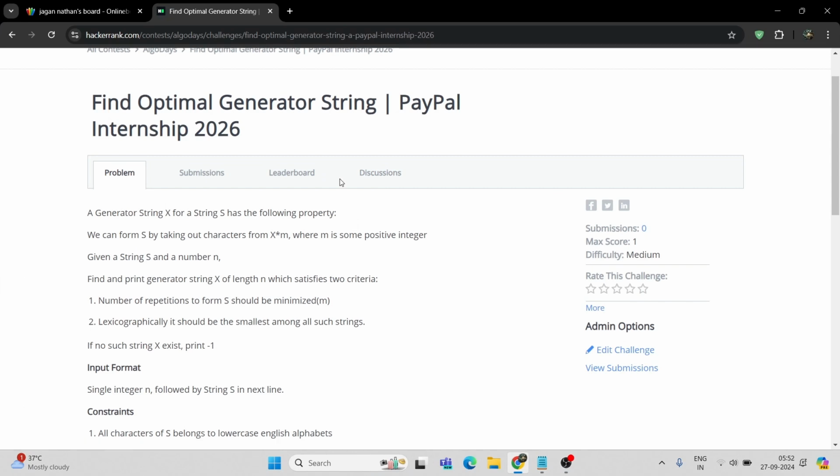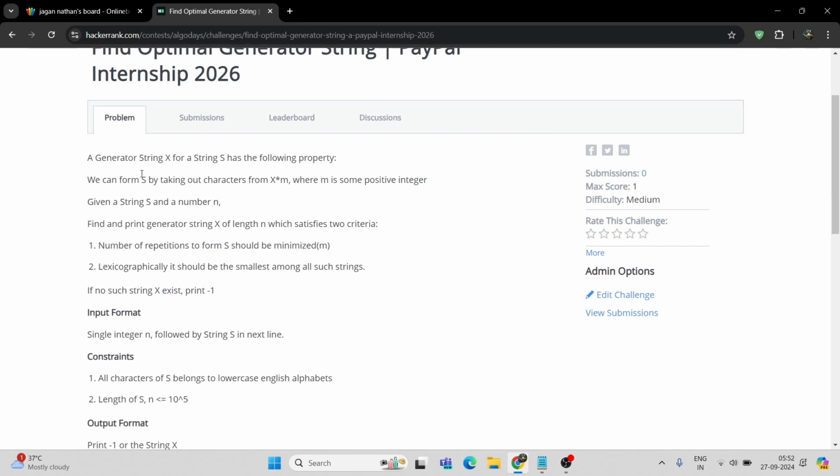So let's look at the question here. We have to find the optimal generator string. And what is a generator string? A generator string X for string S has the following property: we can form S by taking out characters from X times M, where M is some positive integer. Basically, you have to multiply the generator string X by a certain number of repetitions M. From that, if we take out values, we can form S.